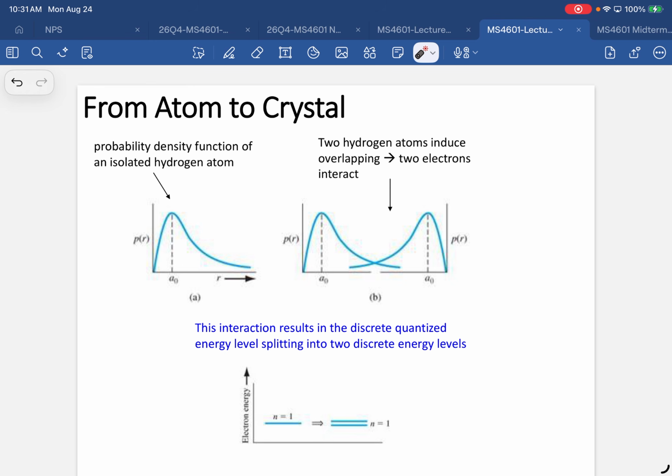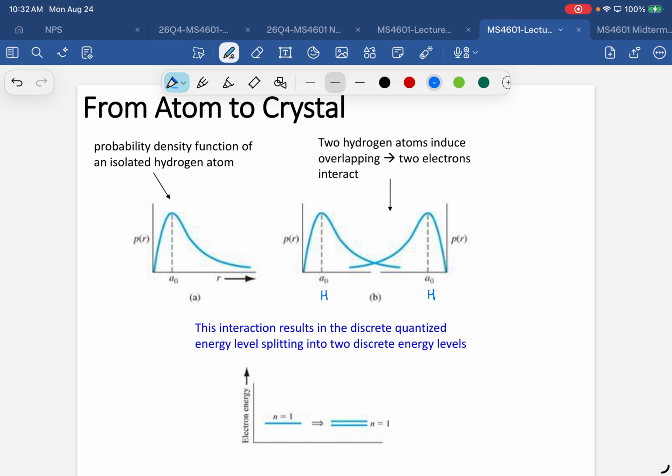Okay, so in this case, this is one hydrogen atom, and then another hydrogen atom, and we are bringing them close to each other, right? This is the probability density function for this hydrogen, and this is the probability density function for the other hydrogen. When we bring these two atoms together, the electron from one hydrogen and the electron from the other hydrogen start interacting with each other, right?